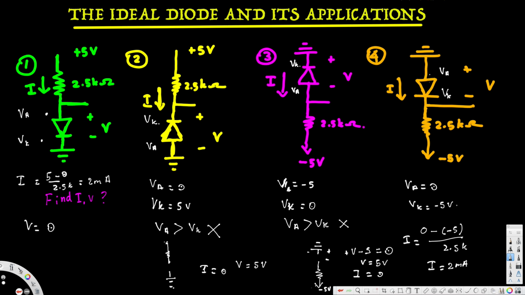And since this is connected to the ground, the voltage is going to be 0, right? V is going to be 0. And that's how we do this kind of problem.